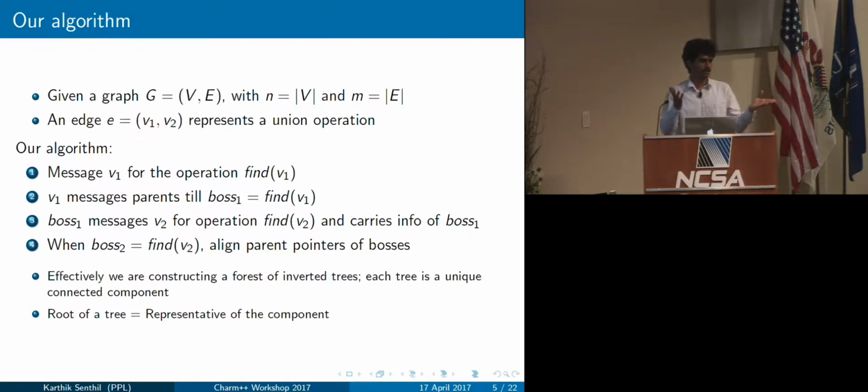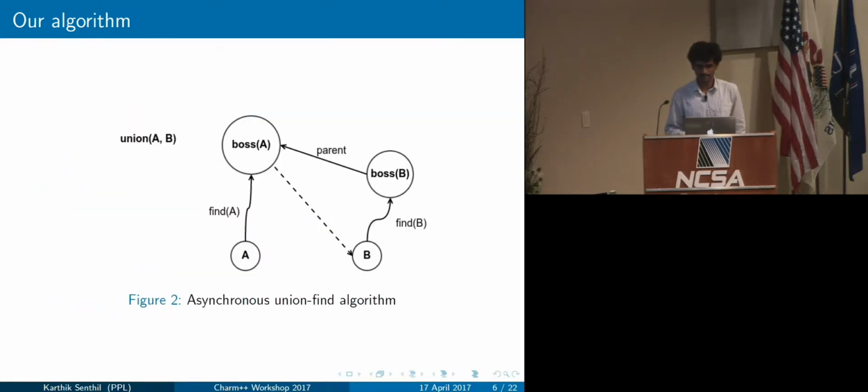Now that we have both bosses, we just need to realign their parent pointers based on some criteria like size or depth of your tree, etc. So what we are effectively doing here is asynchronously building a forest of inverted trees where each tree represents a unique connected component and the root of your tree is the representative element of your component. This is the graphical representation of our algorithm where we show how the union operation between vertices A and B is performed. You can see that vertex A initiates the find operation and finds its boss. That boss messages vertex B and performs the find operation.